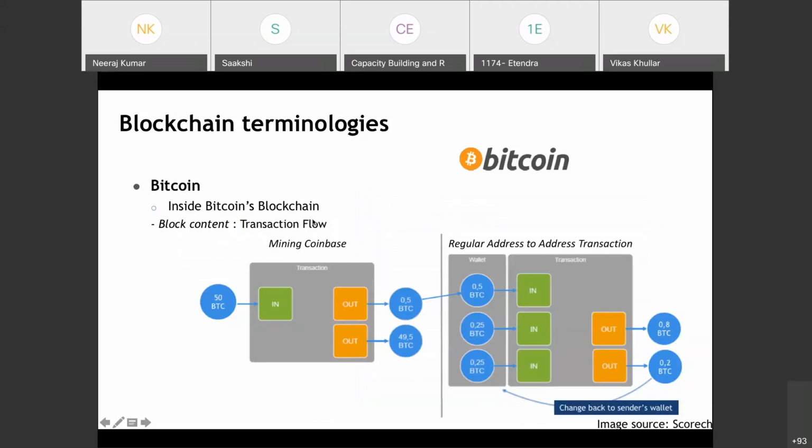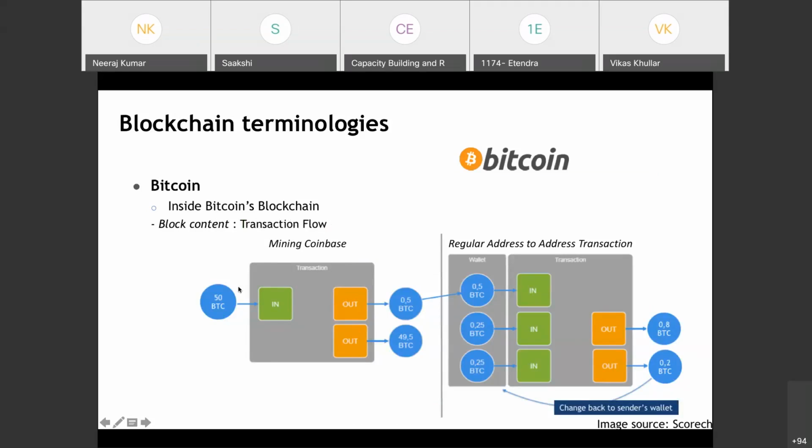For example, if we have a mining coinbase that is used in Bitcoin, it is used to check the regulation flow between sender and receivers using some Bitcoin.